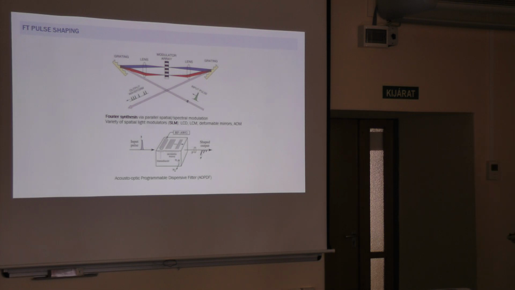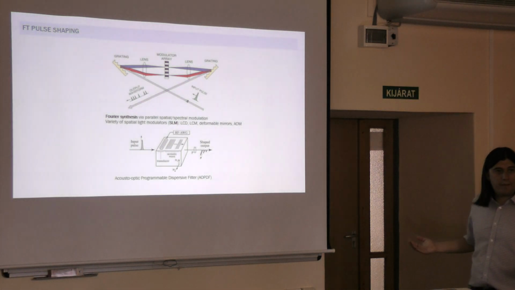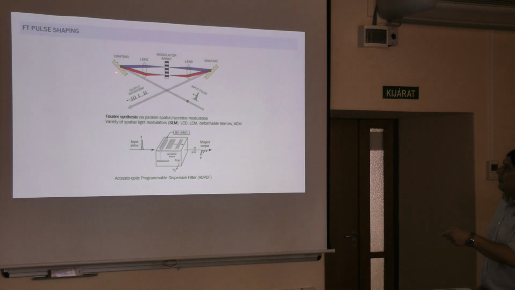Now, what is a pulse shaper? There are various ways to do pulse shaping. One is you simply do a Fourier transform, then shape it in the frequency domain, and then inverse Fourier transform, and then you have a shaped pulse in the time domain. So this is an analog Fourier transform.